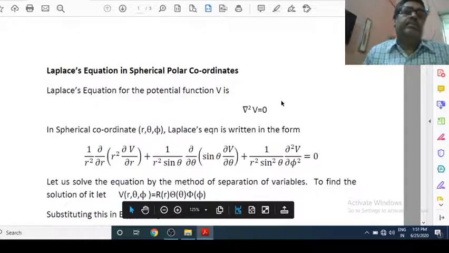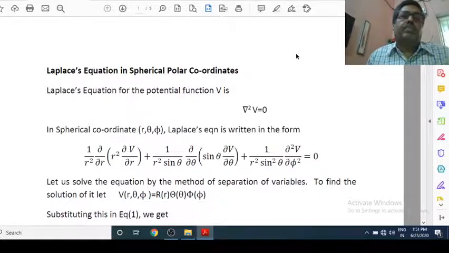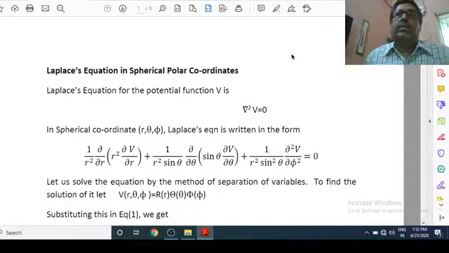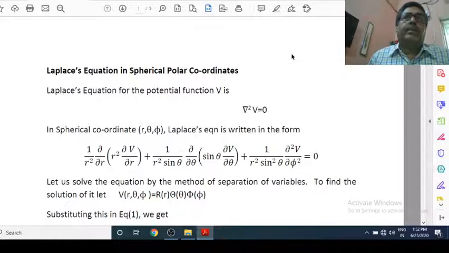In this video, first of all, we will see what Laplace's equation in spherical polar coordinates is. Then we will discuss the last part of the question, you may say the tail part of the question, that is, we have to find the capacity of a spherical plate capacitor. So let us see. We start.